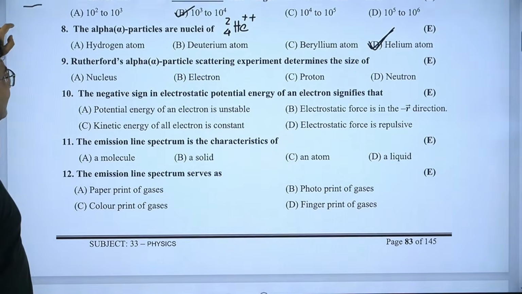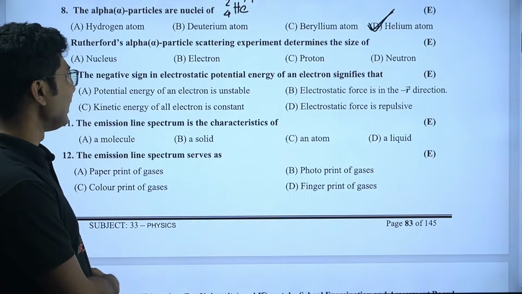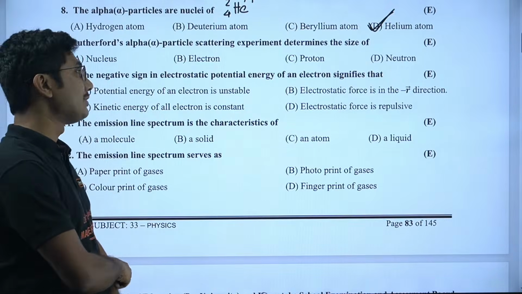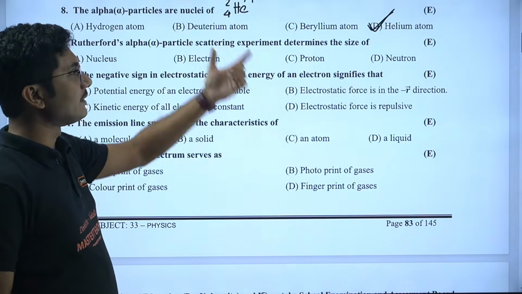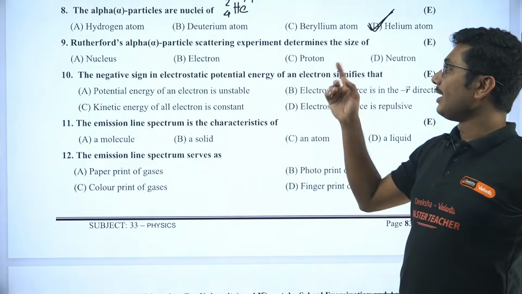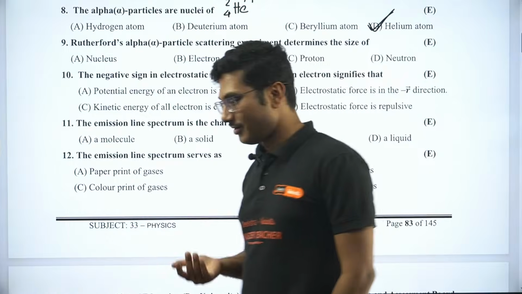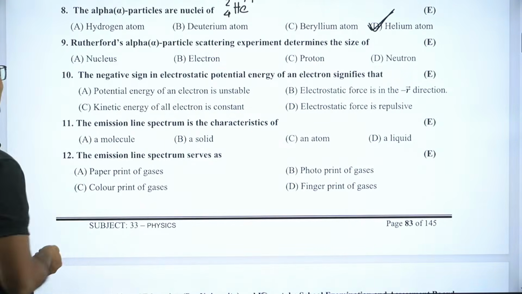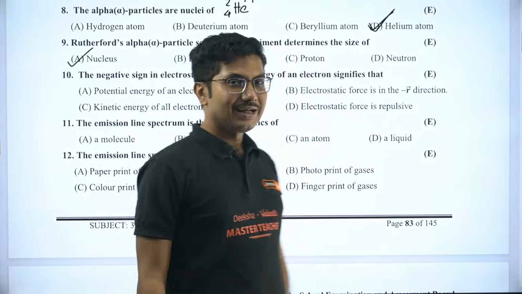Question number 9. Rutherford alpha particle scattering experiment determines the size of nucleus, electron, proton, or neutron. What size do we determine? In fact, when Rutherford did this experiment, only the electron was known; proton and neutron were not known at all. So which size did we determine? We determine the size of, obviously, the nucleus.